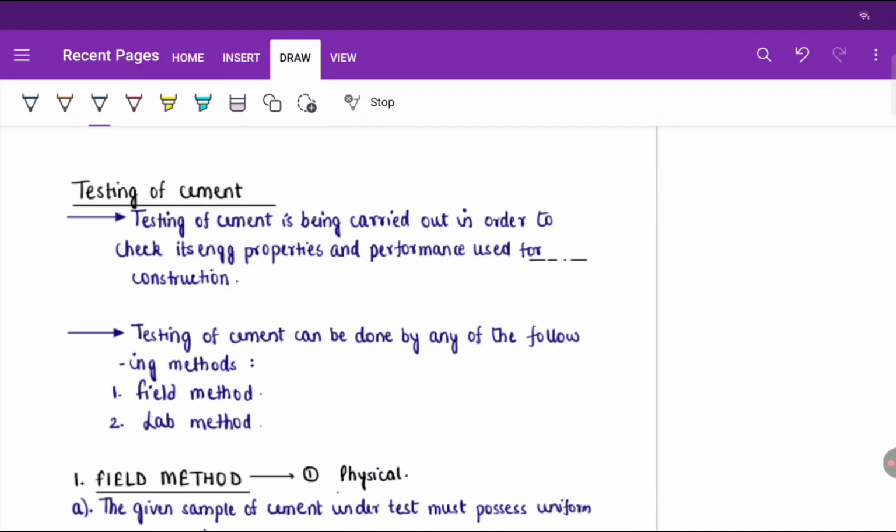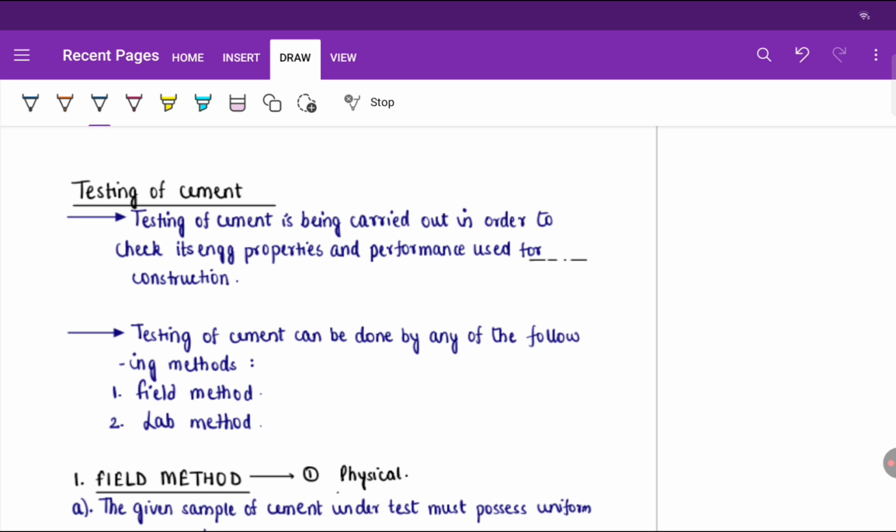In this video, I am going to discuss various types of tests of cement. In the previous video, I discussed cement, its introduction, its basic ingredients and their properties, and also the Bogue's compounds. So in this video, let us start with testing of cement.